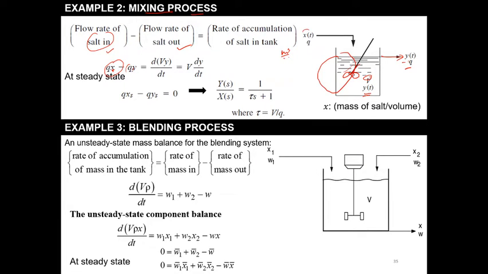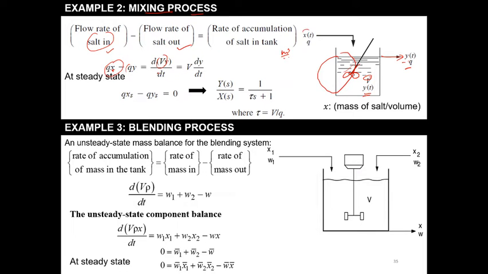So Qx minus Qy equals the accumulation. Accumulation is also in terms of dy by dt, because the concentration is ultimately accumulated inside the tank. So you can write V dy by dt. Since V is constant, you can write it like this.